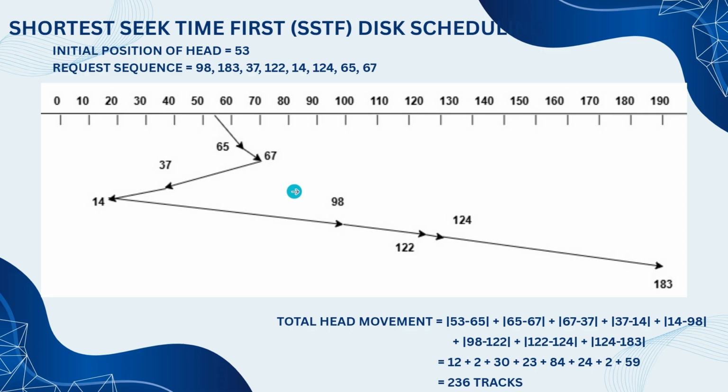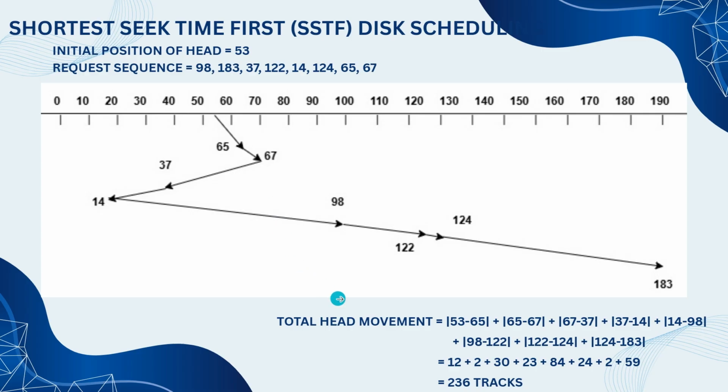The image shows how the disk head moves for a request sequence: 98, 183, 37, 122, 14, 124, 65 and 67. Here the initial position of the head is 53.